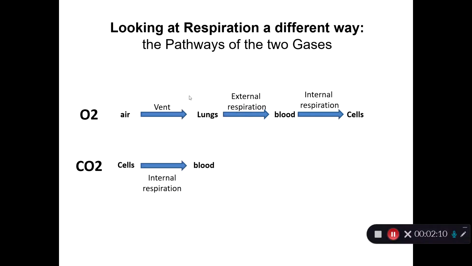CO2 has a very similar role, but it's actually a little bit of a different order. We're starting off with cells. We're moving from the cells into the blood. That's CO2's half of the internal respiration. And when we move the CO2 from the blood into the lungs, that's called external respiration. When we move the CO2 from the lungs into the air, that's CO2's part of ventilation.